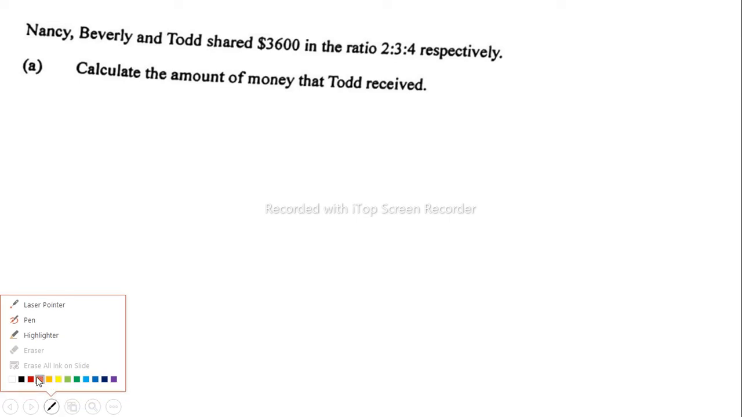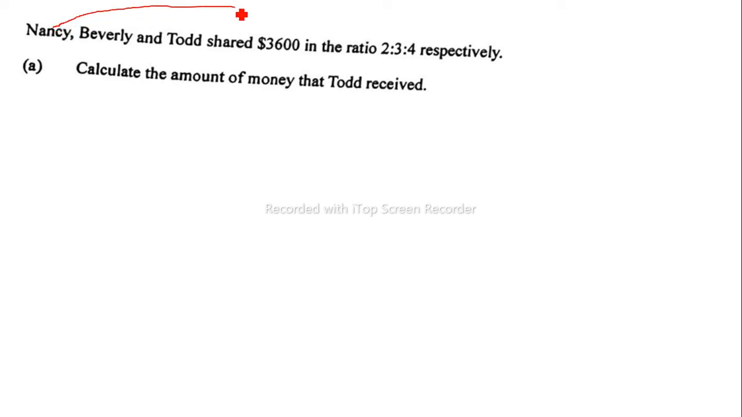So Nancy gets 2 equal parts, Beverly gets 3 equal parts, and Todd gets 4 equal parts. Calculate the amount of money that Todd received. So remember, Todd got 4 equal parts. How would we go about this? What would we do in order to do this?